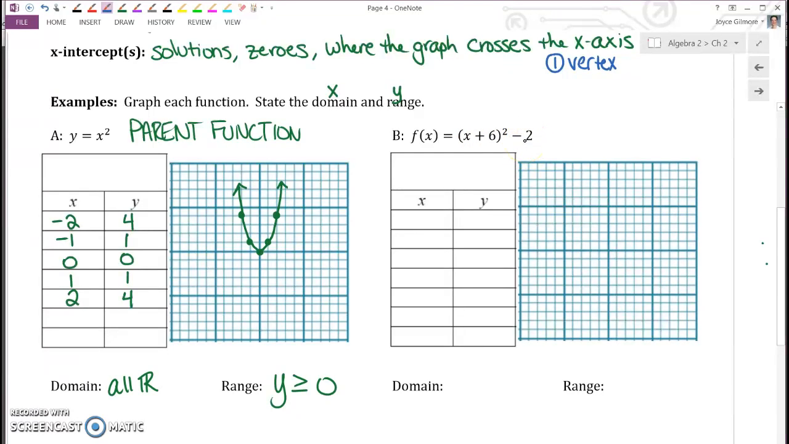How did the vertex move? The +6 indicates that the vertex moved which direction? Left 6. So our vertex is going to be -6. And what does the -2 indicate? Down 2. So our vertex is at -6, -2. That vertex is going to move left 6 and down 2.